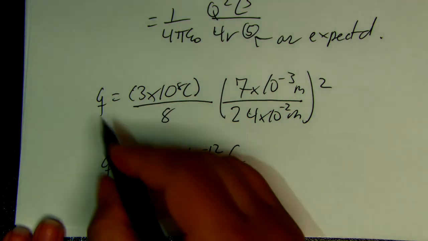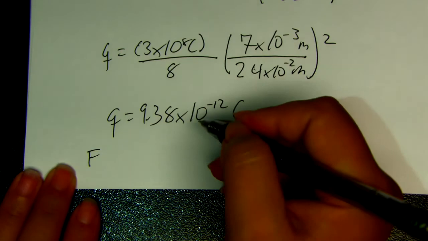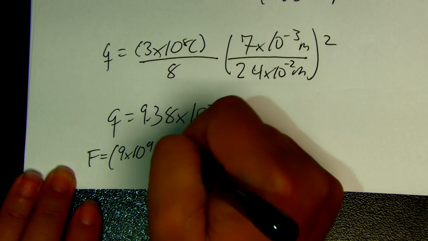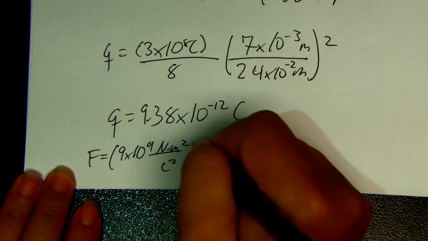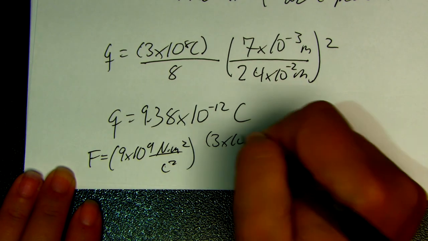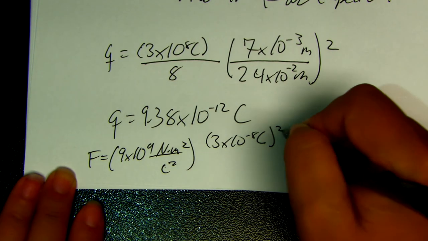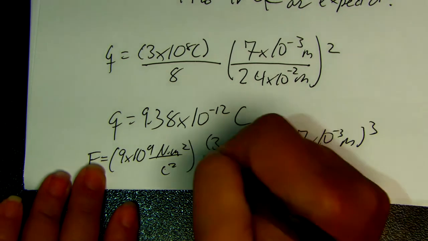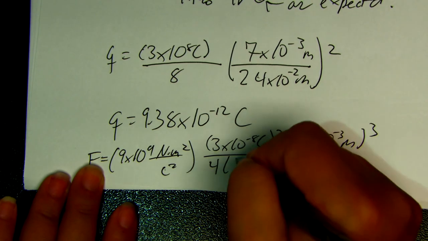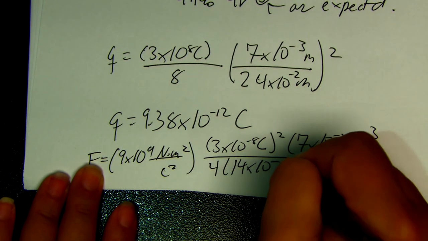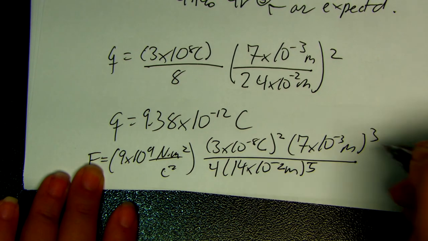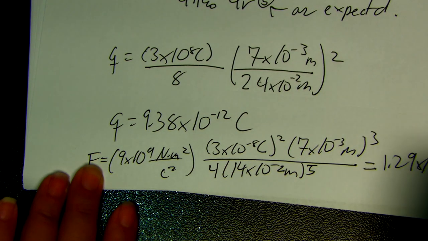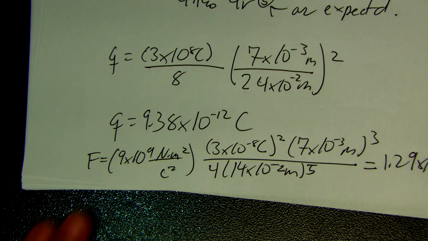It would barely polarize. And so we can plug that into our force equation as equal to 9 times 10 to the 9 Newton meters squared over Coulomb squared times 3 times 10 to the minus 8 coulombs squared, 7 times 10 to the minus 3 meters cubed over 4 times 14 times 10 to the minus 2 meters to the 5th, and this is equal to 1.29 times 10 to the minus 8 newtons.